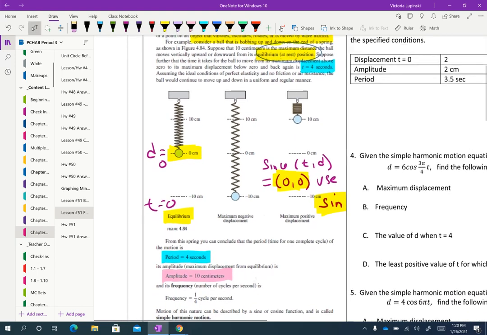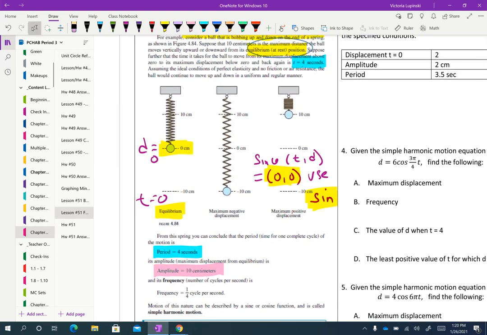And then, new for this section, there is also something we can determine, which is called the frequency. The frequency is the number of cycles per second. And in this case, the frequency is 1/4 cycles per second. If you're wondering, does that 1/4 have anything to do with the period? It does, which we're going to see in a second. So again, so far, we know that we're using the sine function because it goes through 0, 0. We've just discovered we know the period, we know the amplitude, and we know the frequency.